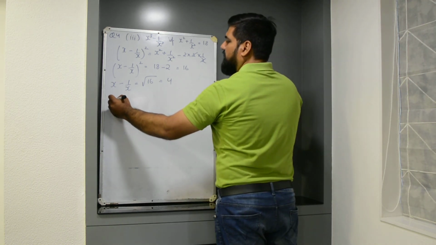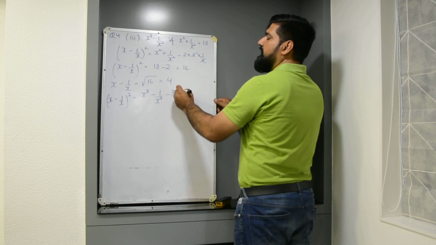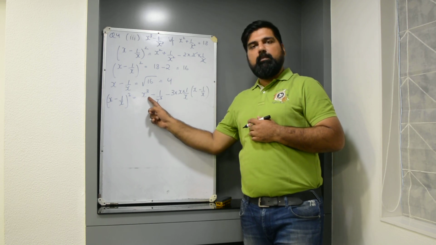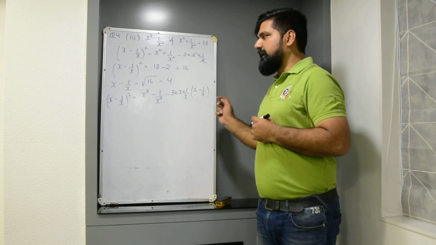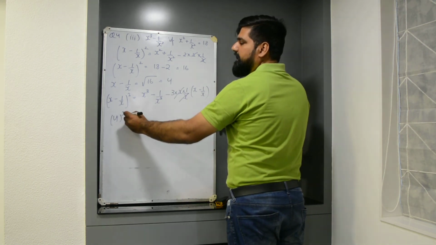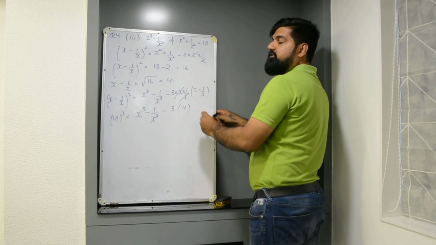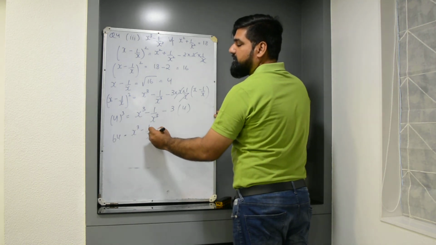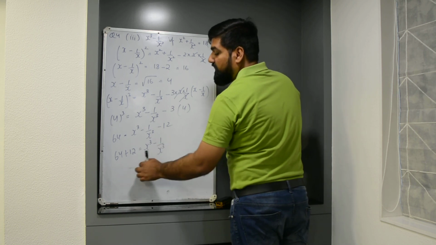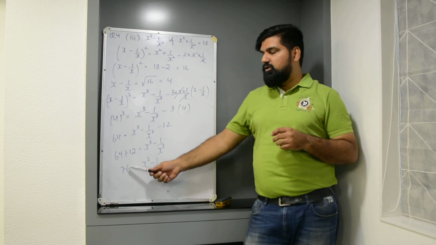Now I'll be using the identity (x minus 1 by x) whole cube will be equal to a cube minus b cube minus 3ab into (a minus b). That's my identity. (a minus b) whole cube is equal to a cube minus b cube minus 3ab into (a minus b). So if you see, this x and x will get cut. This value I already know, which is equal to 4. This will be equal to 4 cube is equal to x cube minus 1 by x cube minus 3 into (x minus 1 by x), which can be written as 4. So 64 is equal to x cube minus 1 by x cube minus 12. This minus 12 will go that side, it becomes plus. 64 plus 12 is equal to x cube minus 1 by x cube. So 76 is equal to x cube minus 1 by x cube. So this way the final answer is x cube minus 1 by x cube is 76.